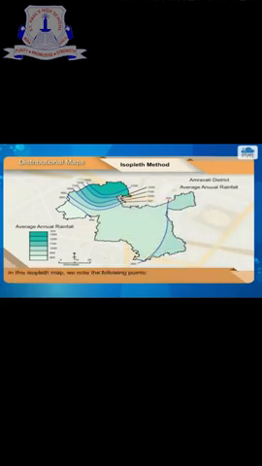In this isopleth map, we note the following points. The rainfall is maximum in the northern part of this map, 1300 millimeter. Rainfall decreases from north to south. The lowest value of rainfall is 800 millimeter.